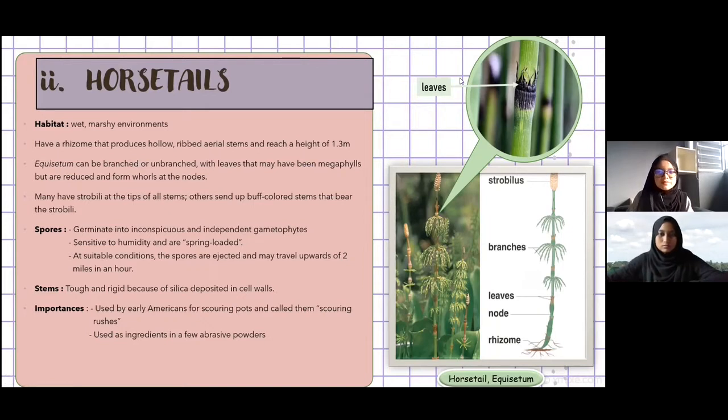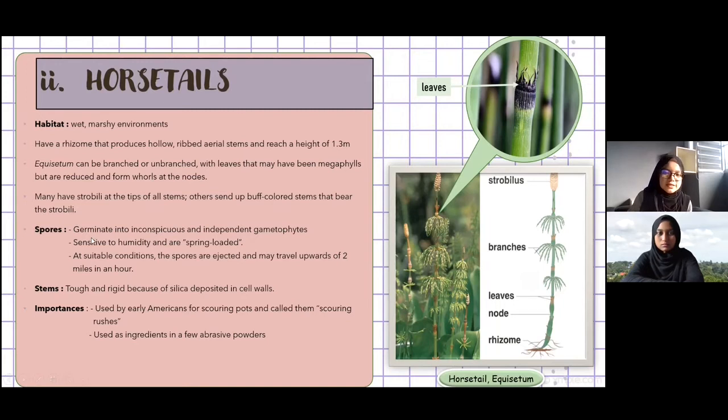Okay, so now, many have strobili at the tips of all stems. Others send up buff-colored stems that bear the strobili. This is the strobilus of the horsetails. The spores of horsetails will germinate into inconspicuous and independent gametophytes. What does inconspicuous mean? It is something that is not clearly visible.